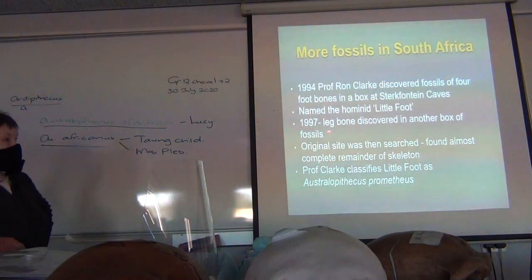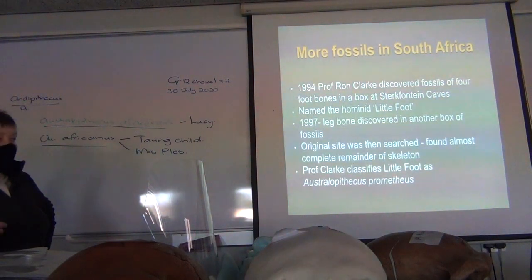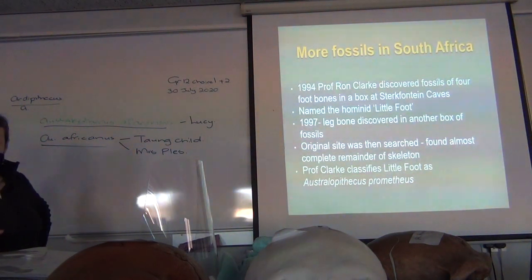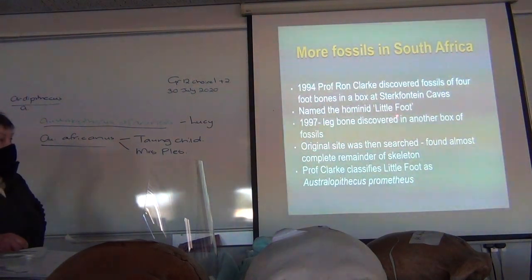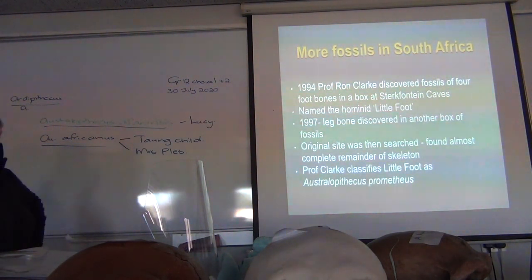In 1997, he was looking through another box that they said was of monkey bones, and he found a leg bone. And he looked at it and he said, it's a leg bone, but it's not a monkey bone. And when he put it together with these little foot bones, it fitted perfectly. So he felt that they were from exactly the same specimen. But it wasn't an entire leg bone. It was just part of it.